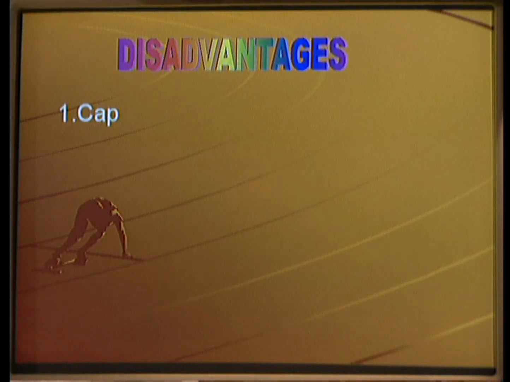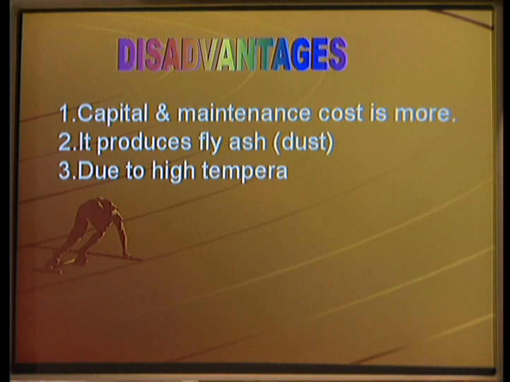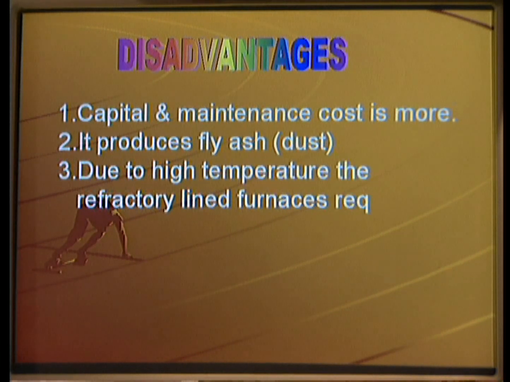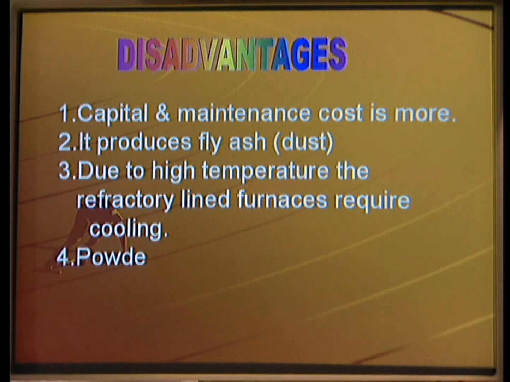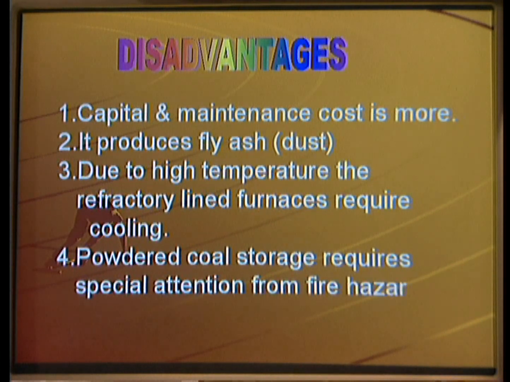Disadvantage number 1, you can see here: capital and maintenance cost is more. Yes, because we have to purchase the mills, and to run the mills we require maintenance charges, the capital cost and the maintenance cost. Second one, it produces fly ash. Yes, due to the pulverization it gives fly ash, dust. Compare that with a stone crushing machine: the stone powder may be in the surrounding areas, not only limited to that machine. It is similar, the same process.